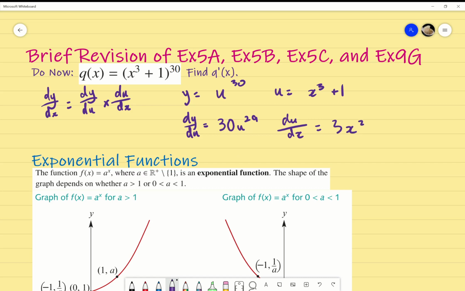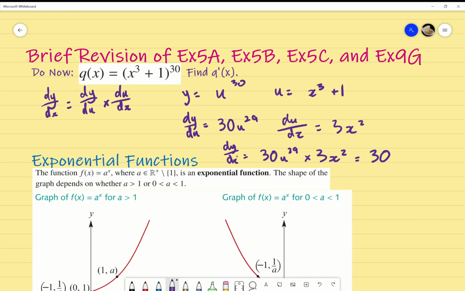Now we multiply them together, of course, because the formula is then multiplied together, which gives us dy/dx equals 30u to the power of 29 multiplied by 3x squared. Sweet, are we done? Why not? Because we defined u. If you leave it in that format, it is technically incorrect because we have not actually given the answer. Okay, so we need to substitute it back in.